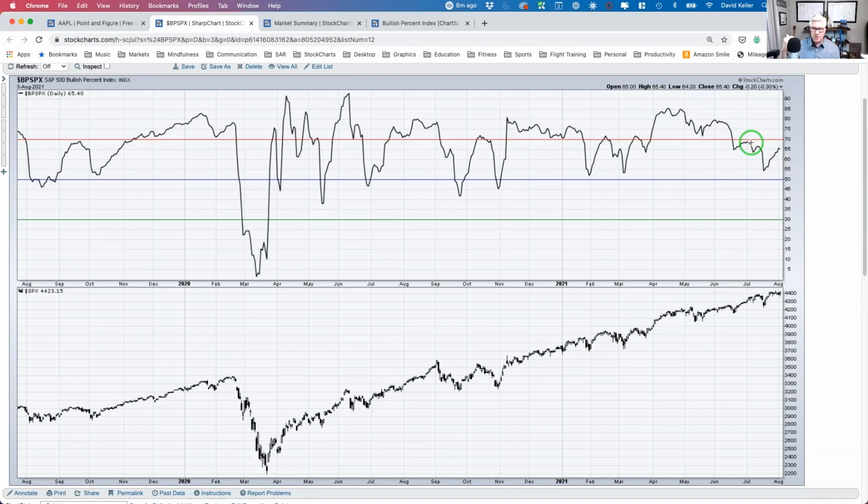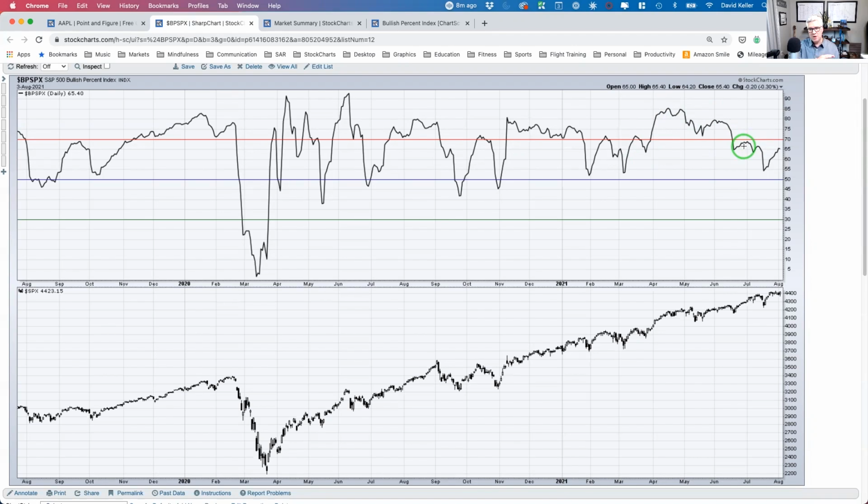Every time the S&P goes higher, more and more S&P members are actually getting a sell signal from their point and figure charts, indicating worsening conditions, right? The real key is when it breaks below this 70 level, which is the red line here. That's what's called a bear alert. When the Bullish Percent Index is above 70, and then it breaks below the 70 level.